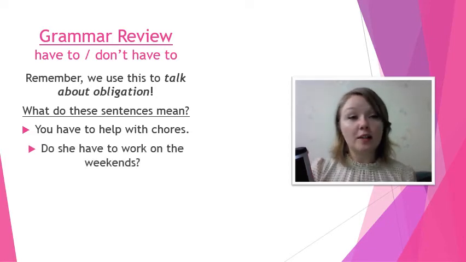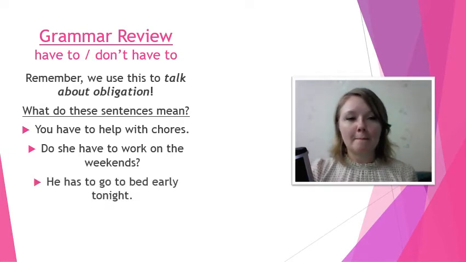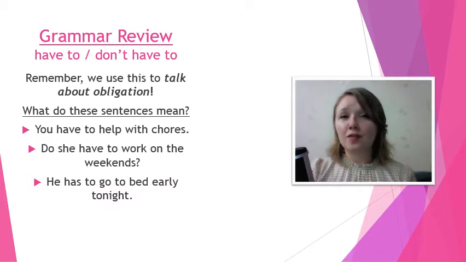Next we see a question. Does she have to work on the weekends? Does she have to? Is it required? Is it obligated? Does she have to work on weekends? Next we see he has to go to bed early tonight. Remember that we change have to to has when using the subjects he, she, or it. So here he has to go to bed early tonight. He must, he is obligated to.